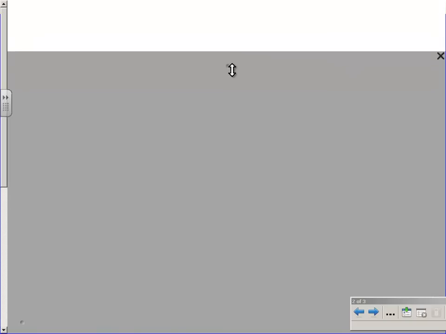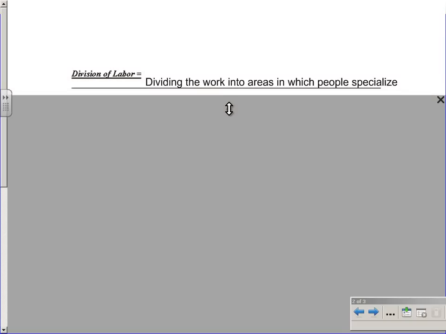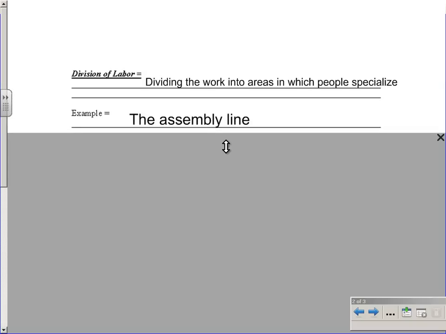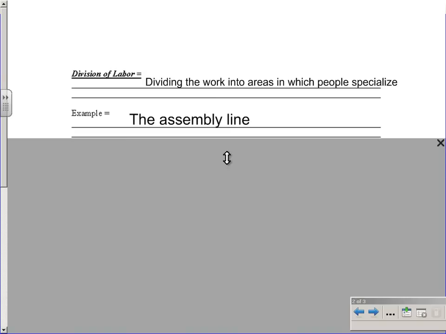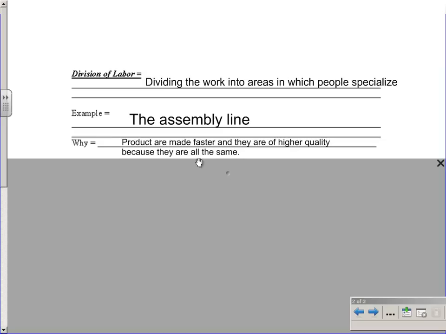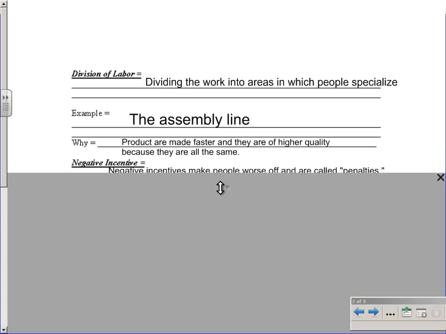Alright, next page. Division of labor: dividing the work into areas in which people specialize. The example is the assembly line. What an assembly line or division of labor does is create a more skilled worker who will do their job much more quickly. Products are made faster and they are of higher quality because they are all the same. So the division of labor helps somebody do a better job and do it more quickly.